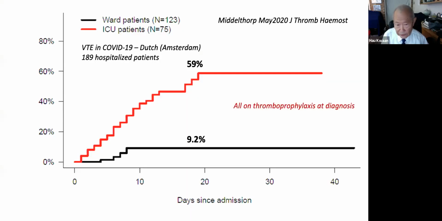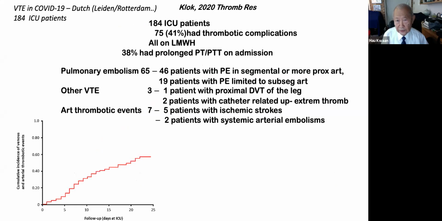This is just a visual picture of the Dutch series, again, that I mentioned. You can see with time over 20 days, you can see the ICU patients had VTE in as much as 60%. In contrast, it's much less, even in the ward patients, at 9.2%.